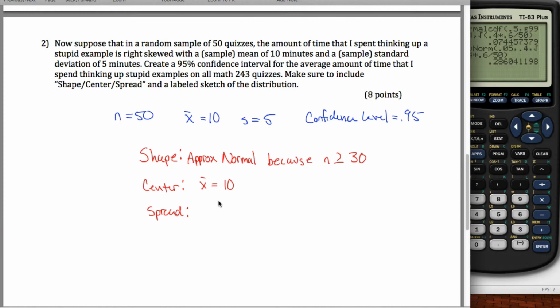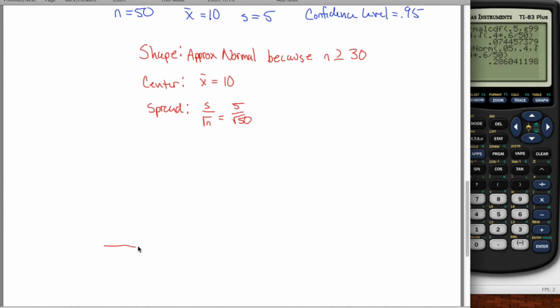Spread, I'd like to use sigma over root n. Unfortunately, I don't know sigma. I don't know things about the population. So next best thing is to use the sample: sample standard deviation divided by the square root of n. So 5 over root 50. And with all this information, once you have shape, center, spread, you can draw your picture, answer the question, and be done with the quiz.